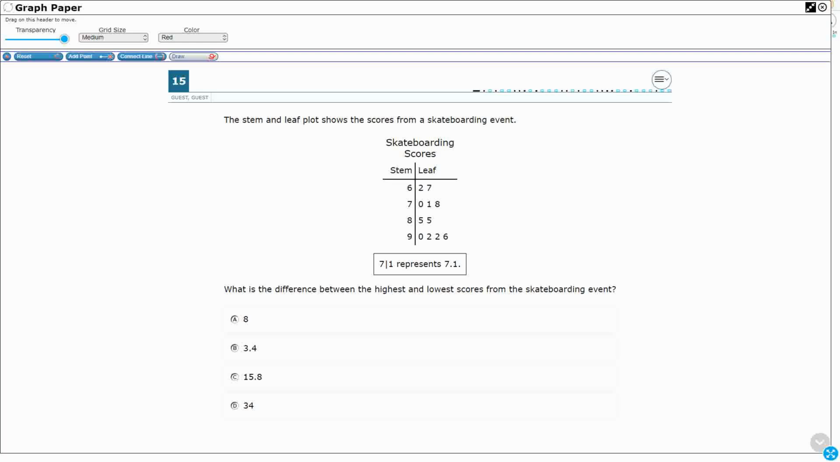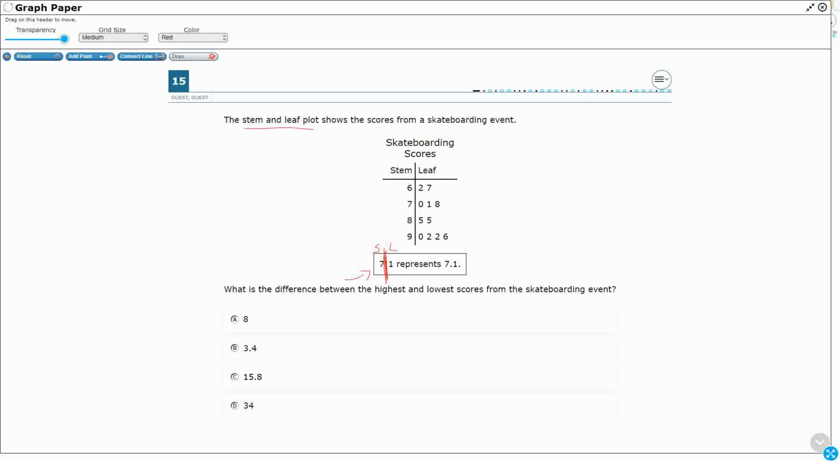All right, so take a look. We have a stem and leaf plot, and it shows the scores from a skateboarding event. We have a stem and a leaf. Now, as always, we need to look at our key right here. 7 in this stem, and then that vertical line separates it. And then you've got the 1 in the leaf that actually represents 7 and 1/10, or 7.1.